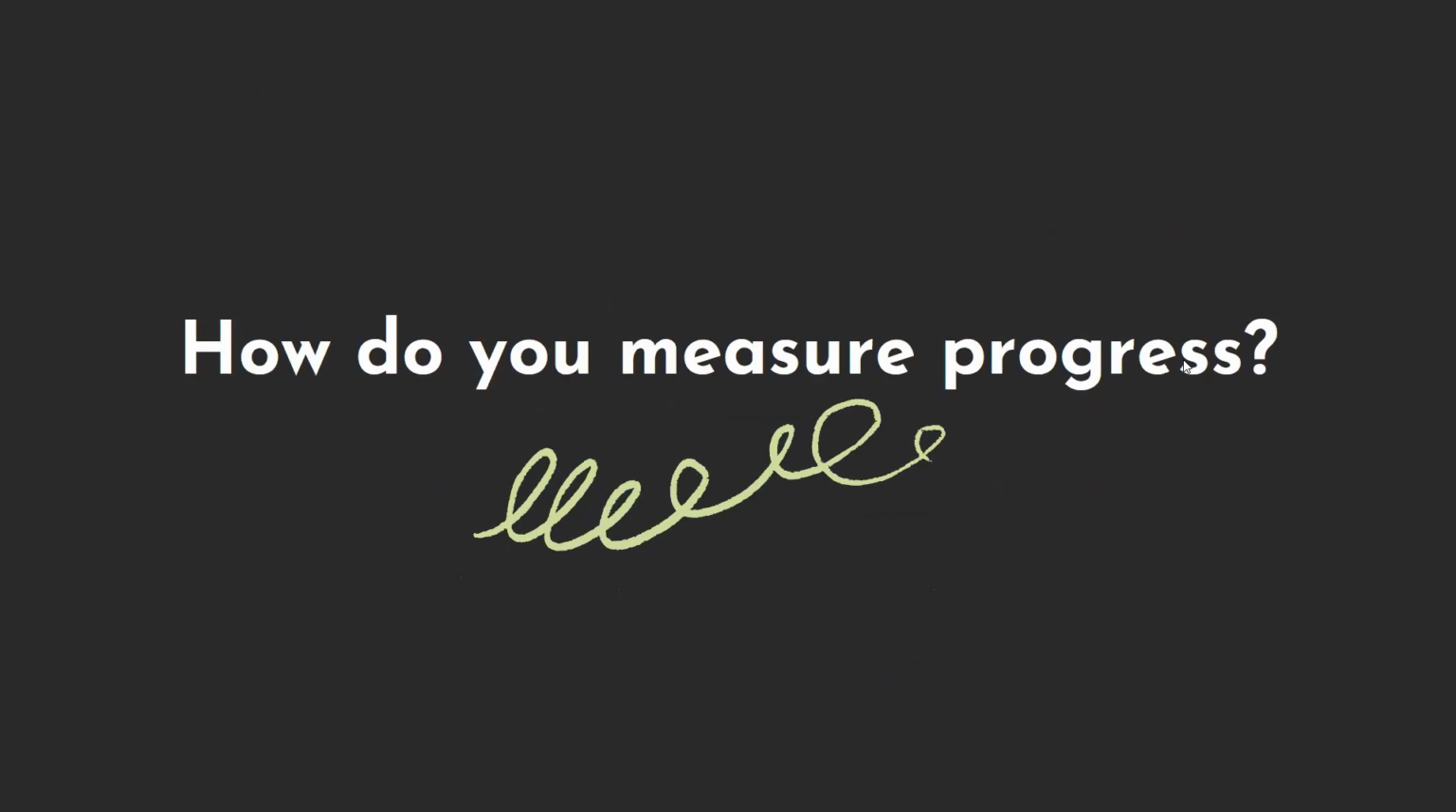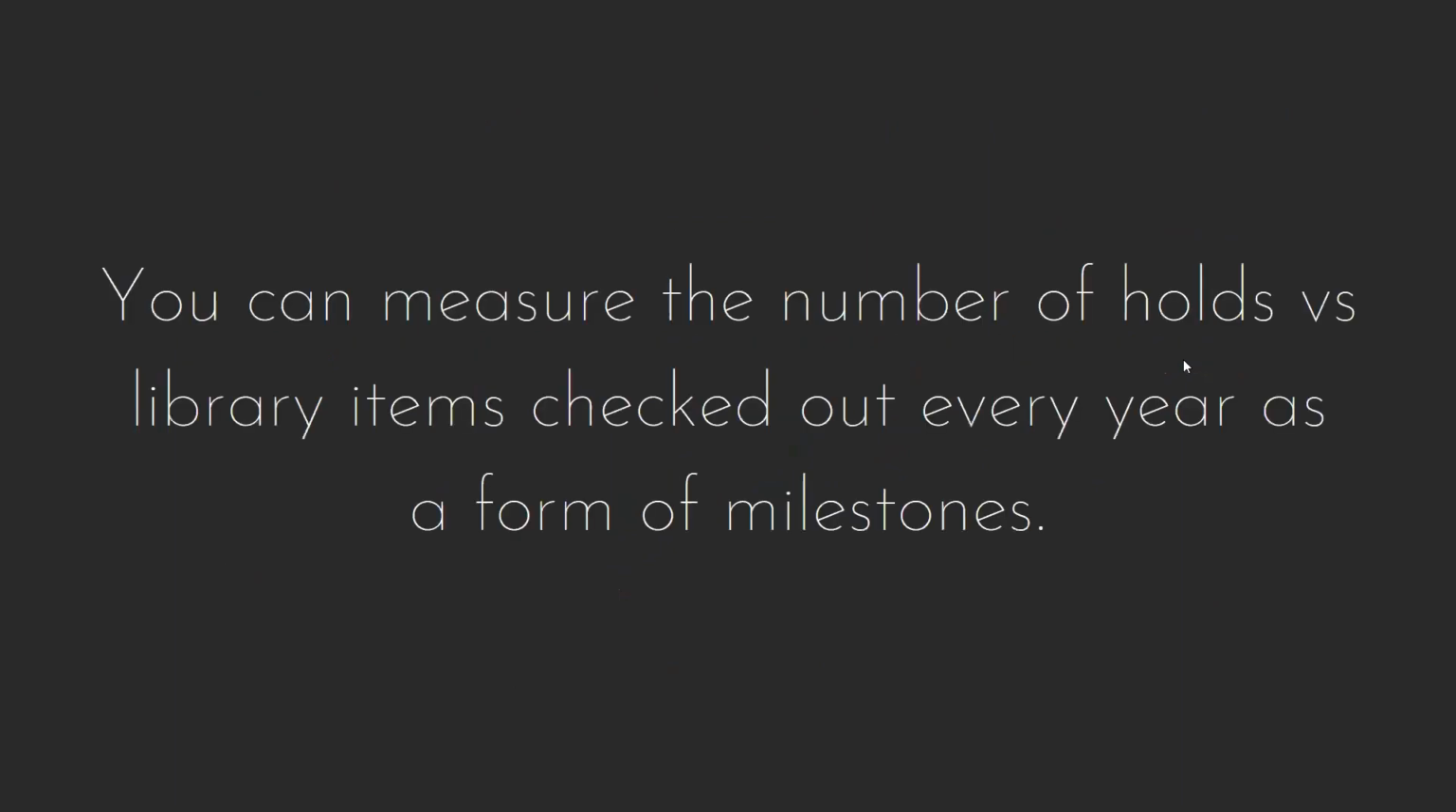So how do you measure progress? Again, I talked about this a little bit, but basically progress is improvement over time. So you do want to give yourself time for this. You can either measure this by having a specific goal: I want 50% of my checkouts to be from our shelves.